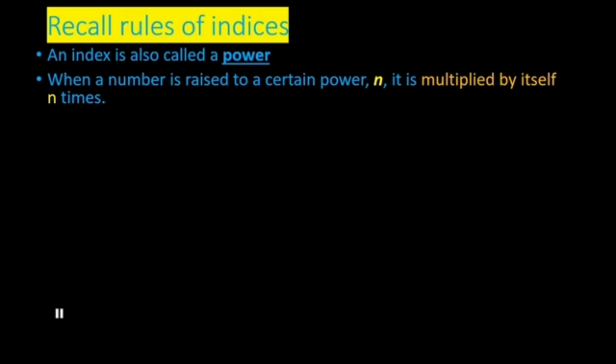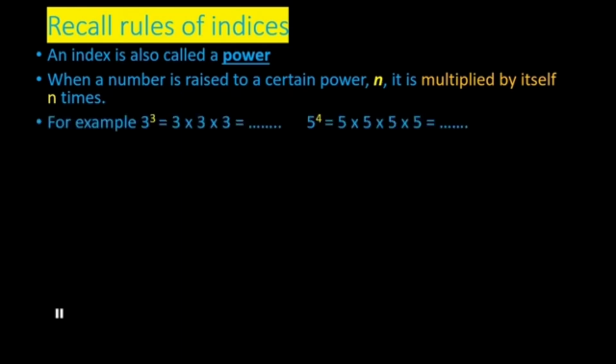For example, if we say 3 to the power of 3, what we are saying is 3 is being multiplied by itself how many times? 3 times. So it means 3 times 3, which is equal to 9. Then 9 times 3 gives us 27. All right, and we move on to the next one.